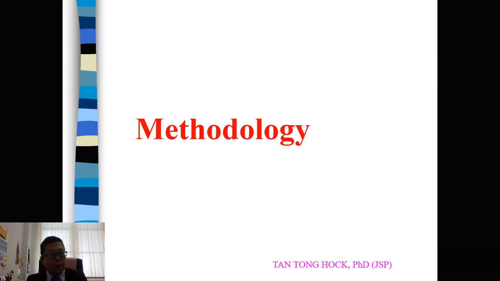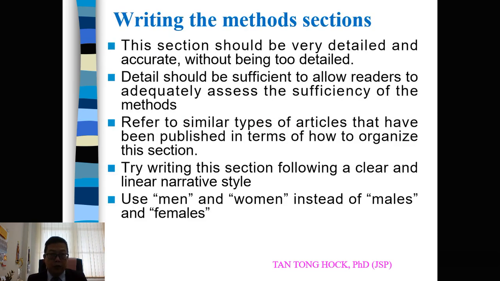Following that in your article, you have to write out the methodology. In writing the method section, this section should be very detailed and accurate without being too detailed, so it must give sufficient information to the reader to allow the reader to adequately assess the sufficiency of the method. Refer to similar types of articles that have been published in terms of how to organize this section. Try writing this section in a clear and linear narrative style, using man and woman instead of male and female.